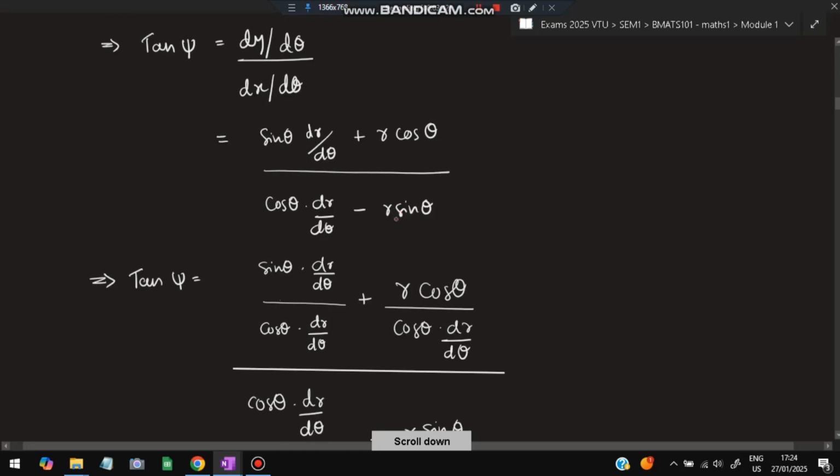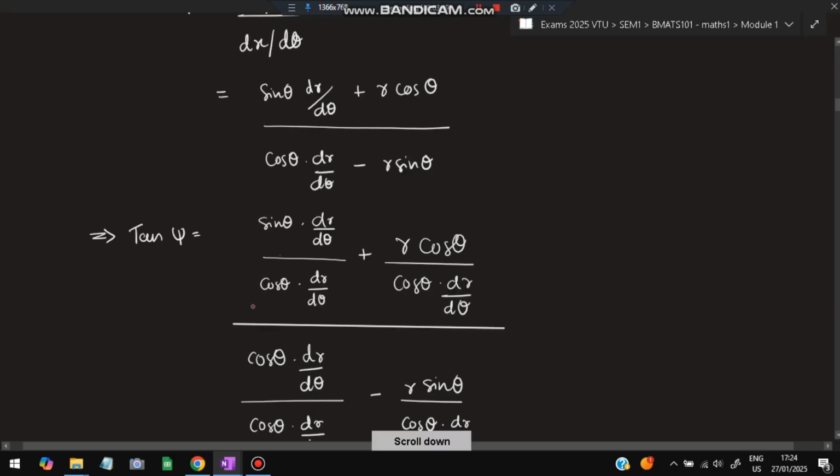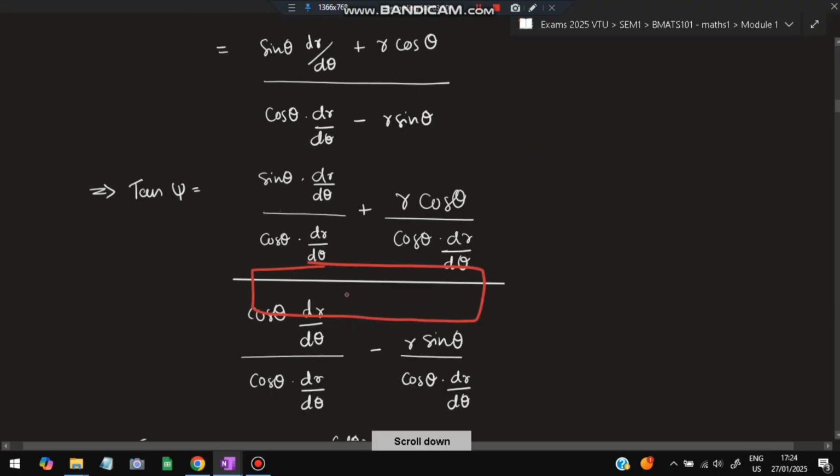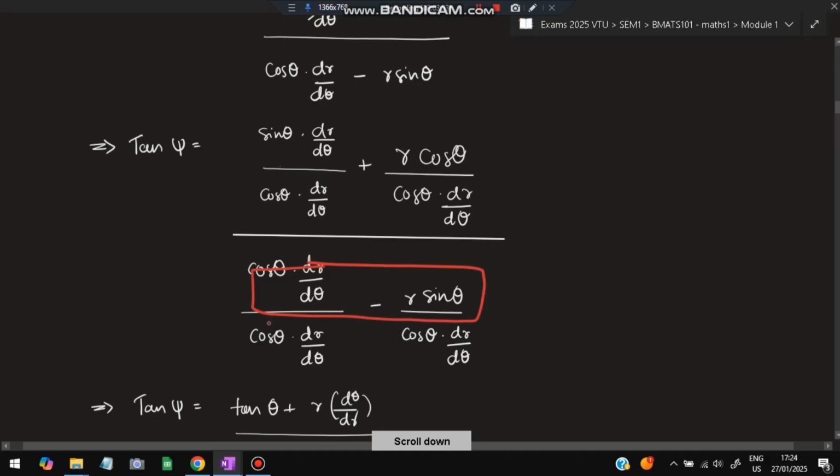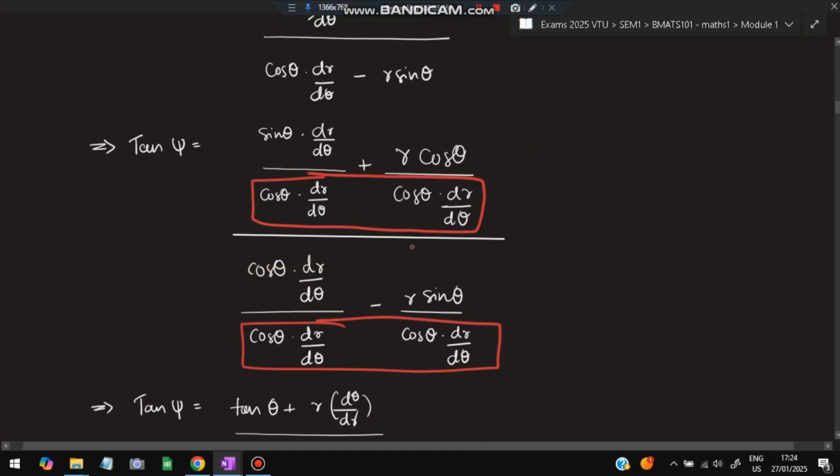Okay, after I've substituted it here, I'll be dividing the numerator as well as the denominator by cos theta dr by d theta. Both parts will be divided. This is the step you need to follow for simplification. After that, dr by d theta will get cancelled from here.